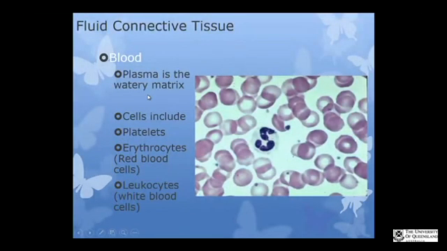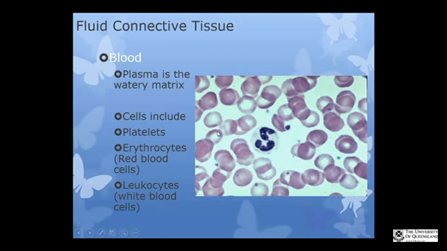Okay, fluid connective tissue, blood. Here are our red blood cells. And what kind of white blood cell would this be, folks? Neutrophil, well done. So your plasma is the watery matrix. So plasma is the matrix of the blood cells.